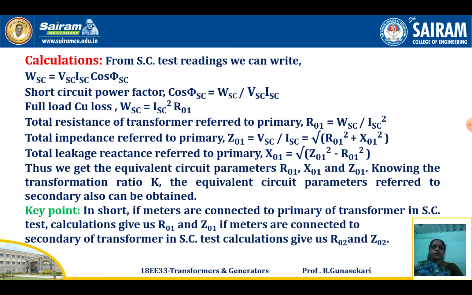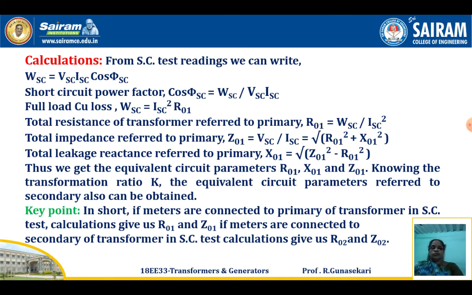Then we can calculate Z01. Impedance is nothing but voltage divided by current, so therefore VSC divided by ISC. We know both values, so we can calculate Z01. But what is impedance? It is the root of resistance squared plus reactance squared, that is R01 squared plus X01 squared. So therefore, from this we can calculate X01 equal to the root of Z01 squared minus R01 squared. From these values we can calculate the leakage reactance referred to the primary side.